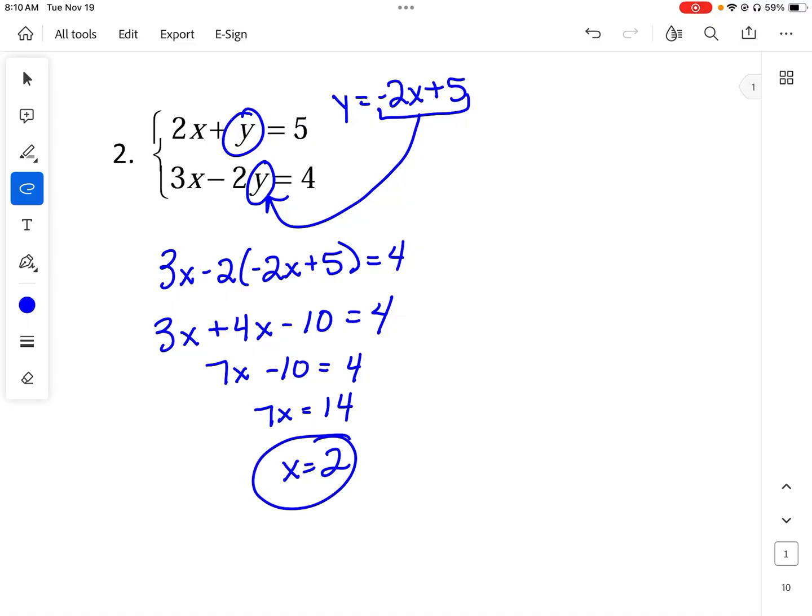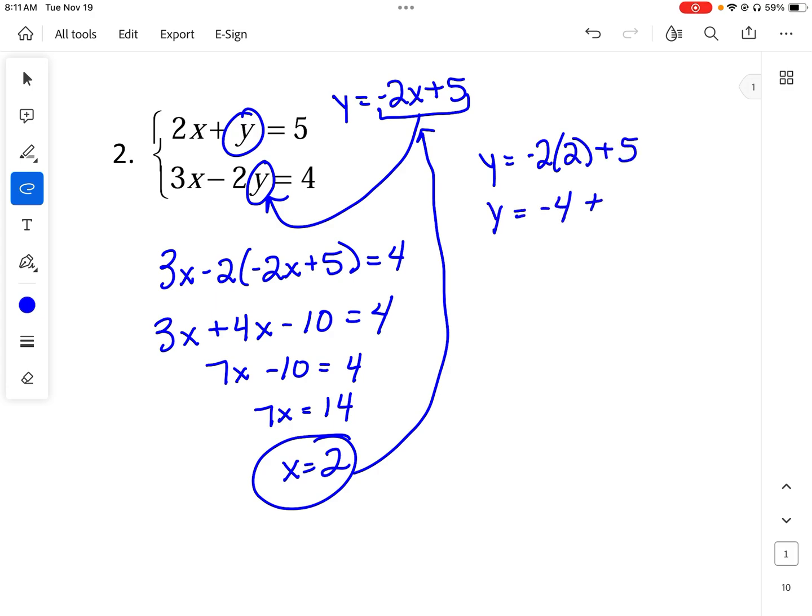So we have one of the values. Now we need to plug that in. So I'd say it'd be easy to plug it back in here. So y equals negative 2 times 2 plus 5. So y equals 1. So our solution is x comma y, 2 comma 1.